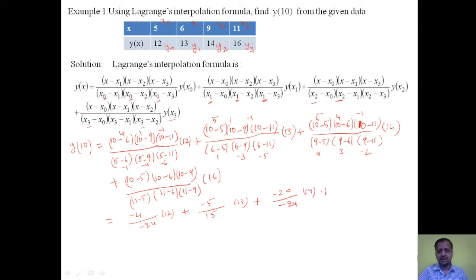The last term: here 5, here 4, here 1, that is 20, divided by 6 (11 minus 5), 5, 2; 5 times 2 is 10, so 60, into 16. So here the minus signs cancel out. 2 ones are 2, 12 twos are 2, so we are getting plus 2 here. Then 5 ones are 5, 5 threes are 15, so here minus 13 by 3.